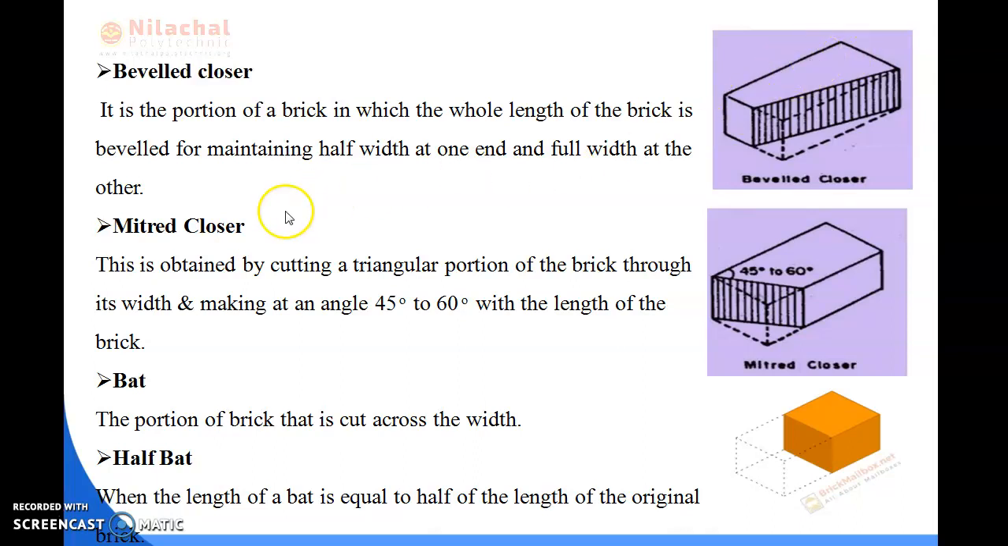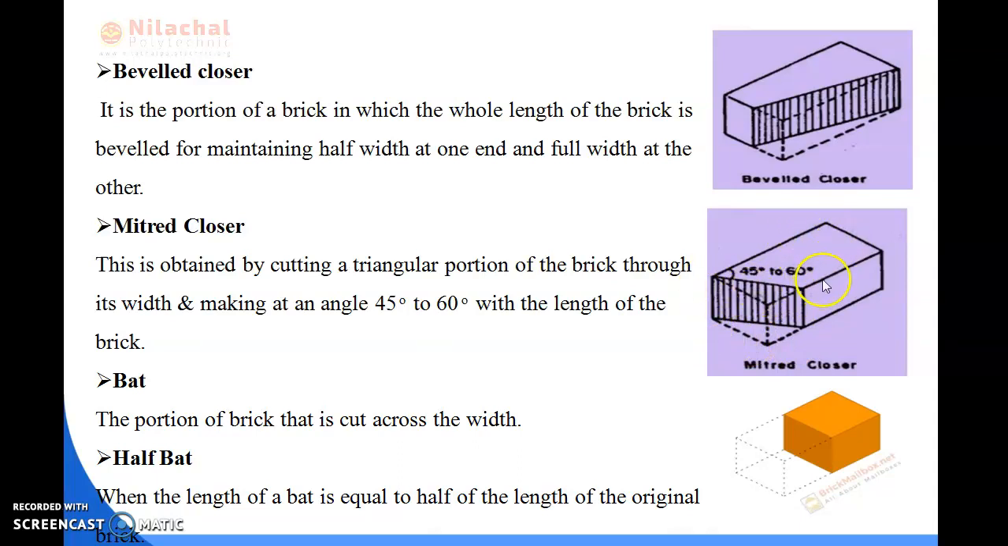The last one is mitred closure. This is obtained by cutting a triangular portion of the brick through its width, making an angle of 45 to 60 degrees with the length of the brick. You can see the images here; this is known as mitred closure. While cutting a brick, this angle is 45 to 60 degrees, and the triangular portion we get is known as mitred closure.